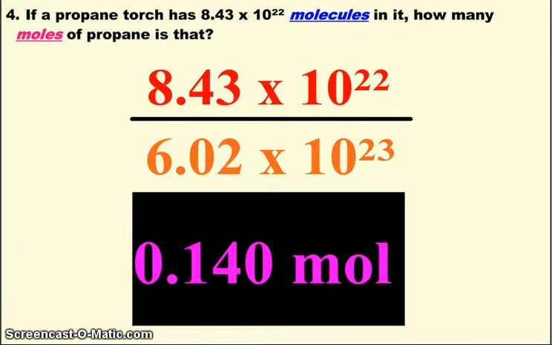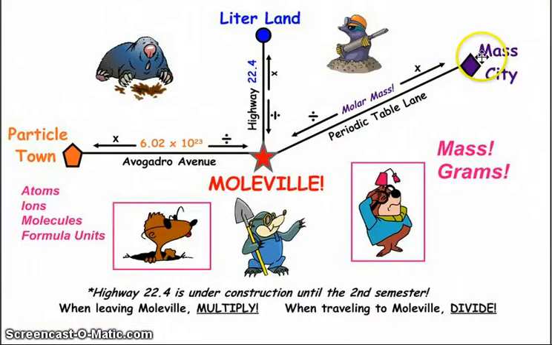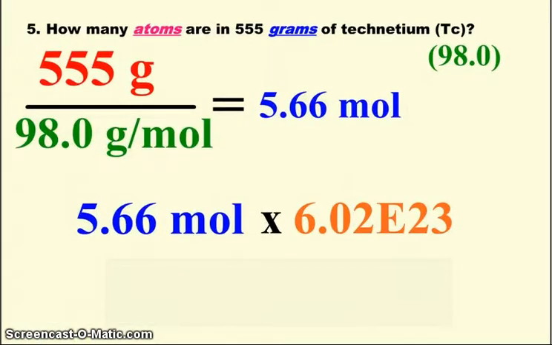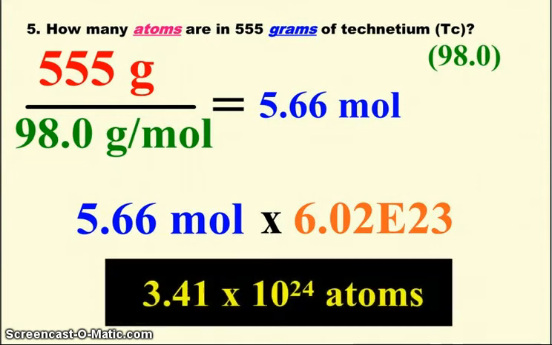The last two questions are going to do double duty, two steps, from mass to particles and particles to mass. So we have to go through Moleville, so we're going to have to involve Avogadro's number and the periodic table. So question 5, how many atoms are in 555 grams of technetium? Well, first I take the 555 grams, divide by the periodic table, and that'll tell me how many moles there are. And then I multiply that by Avogadro's number to get us to the appropriate number of atoms, 3.41 times 10 to the 24th.